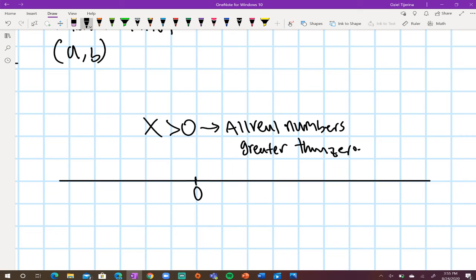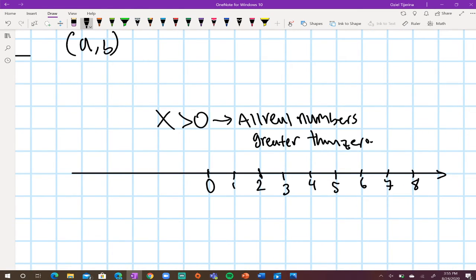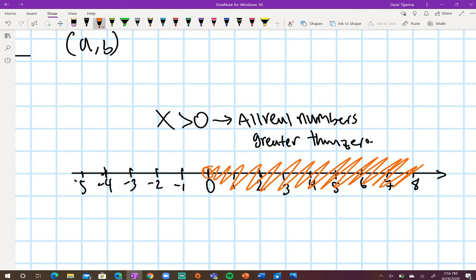So here's 1, 2, 3, 4, 5, 6, 7, 8, okay? Here's -1, -2, -3, -4, -5. Right here, you're going to put an open circle again because it's greater than. You're going to put an open circle, and then you're going to shade all the real numbers that are greater than 0. Shade all of these. Okay.